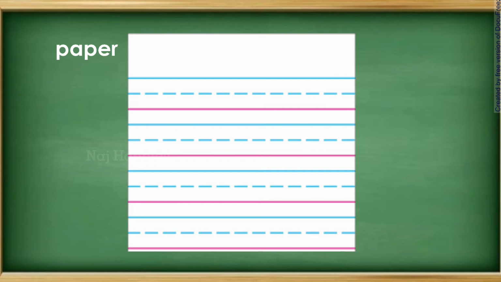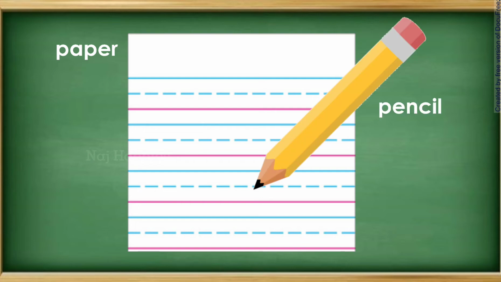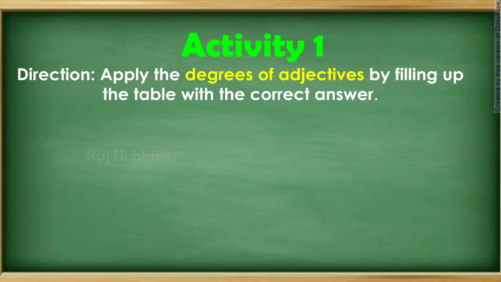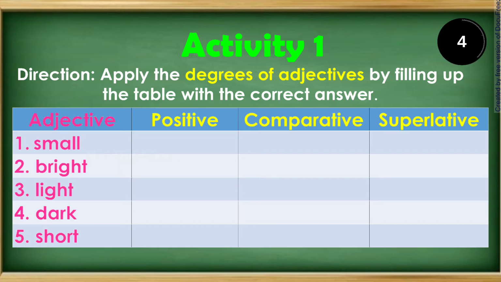Get a paper and a pencil. Write down your answers. Direction. Apply the degrees of adjectives by filling up the table with the correct answer. The adjectives are small, bright, light, dark, short. You are given 5 minutes to answer this activity.